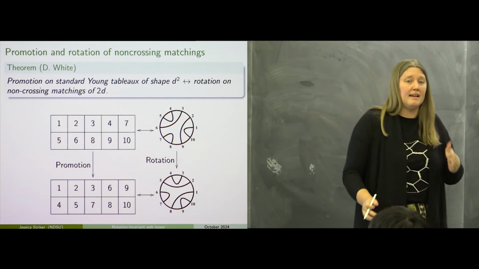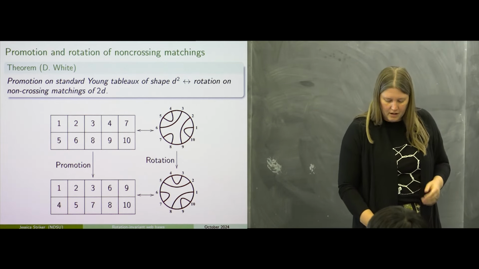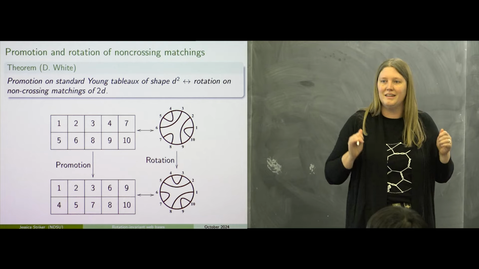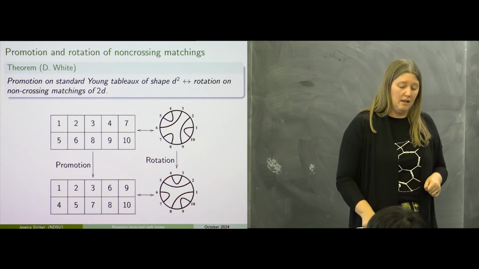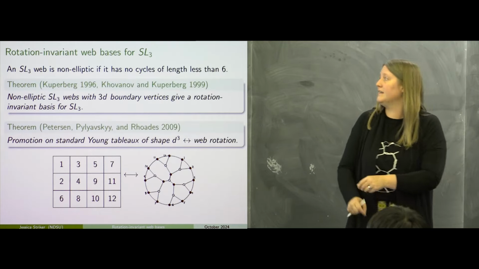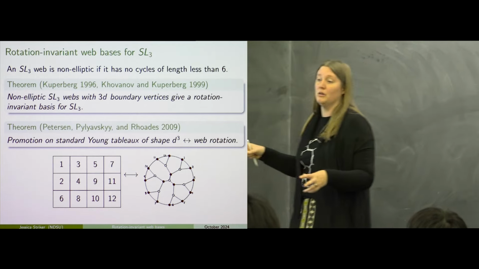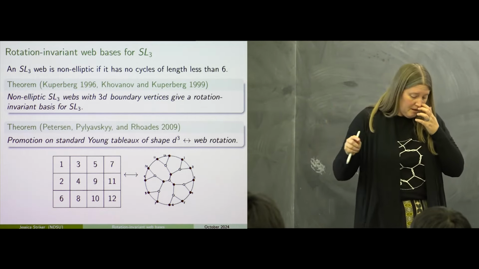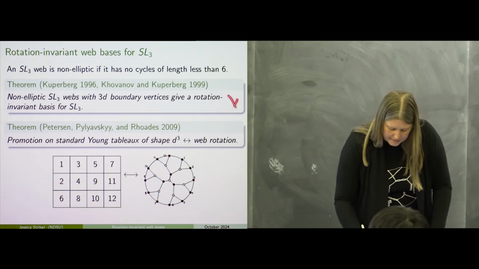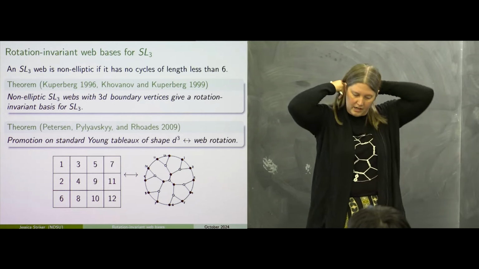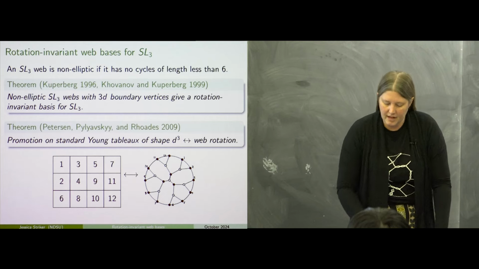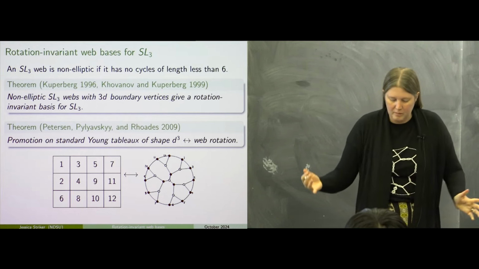Okay, so we'd really like this story to generalize because we know that promotion on rectangles is nice. It looks like it should be a rotation. And in fact it does generalize if you have 3-row rectangles. Both the algebraic problem, so the rotation invariant basis for SL3, and this combinatorial bijection, they both work.